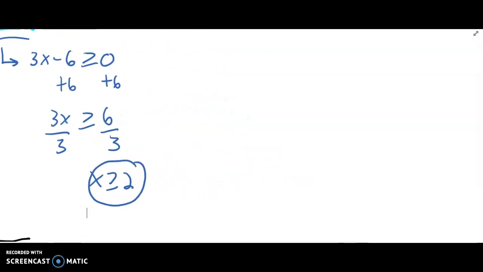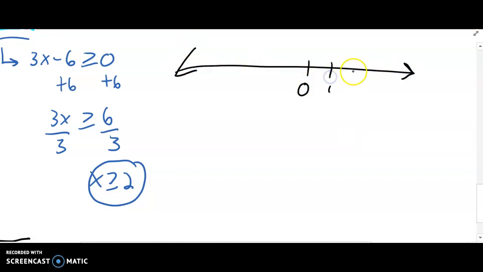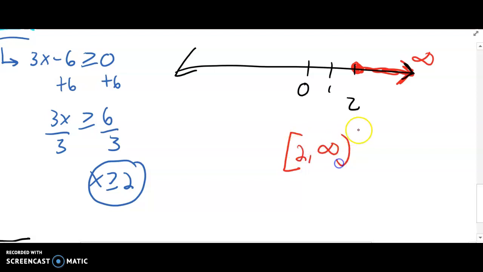Okay, let's look at this on a number line. There's 0. So it includes 2 and everything after 2 all the way up until infinity. So I have a bracket because we do include 2, up until infinity is our final answer.